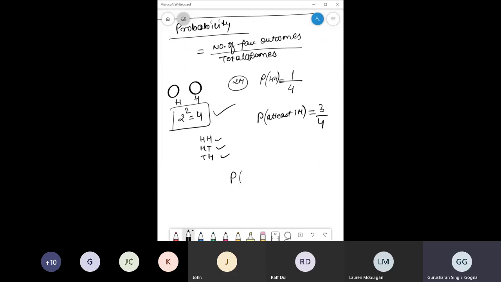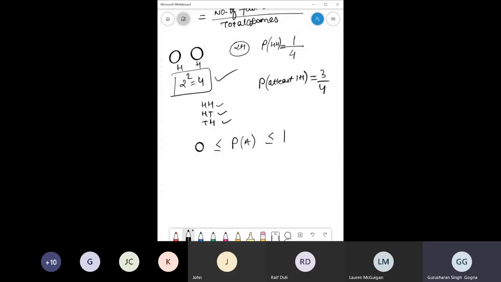The value of the probability, whatever you're getting, should be between 0 and 1. So if you're getting a probability, let's say by mistake, more than 1, it's wrong. It cannot be more than 1, because the minimum value of the probability is 0 and the maximum value is 1. Why? Because whatever is your probability, let's say the probability is 1/4.